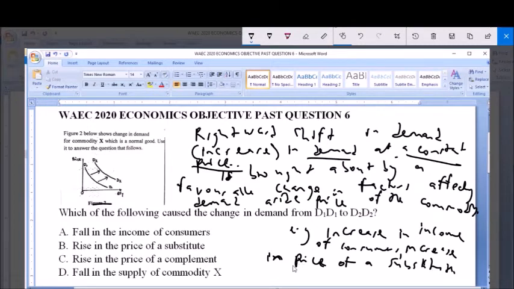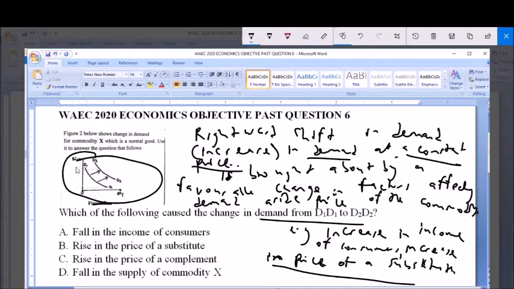Now, as we have established here, increase in price of a substitute is one of the factors that can cause a change in demand from D1, D1 to D2, D2 as shown in this diagram. So rise or increase in price of a substitute is option B, and option B is the correct answer to this question.